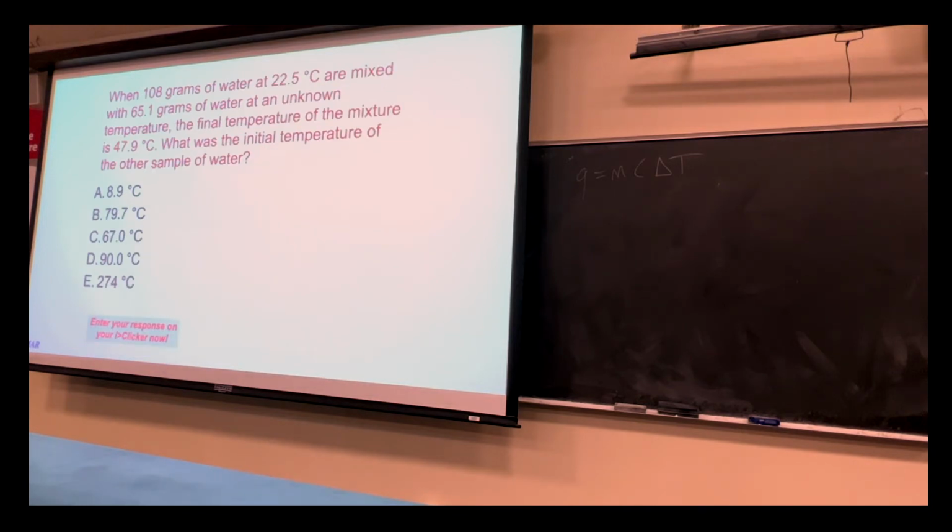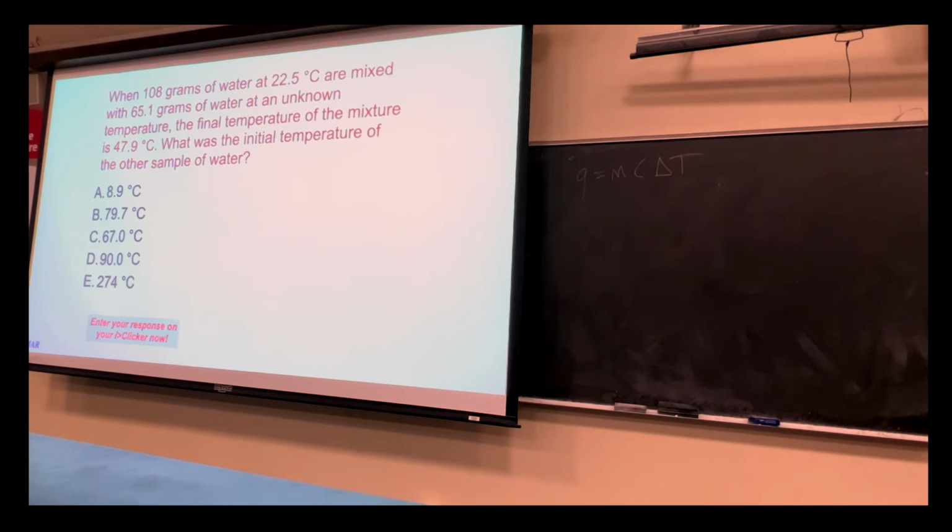Here's a question. We've got some water. It's starting out at 22.5 degrees Celsius and 108 grams. And we're mixing it with some more water, 65.1 grams, but we don't know its temperature. We didn't measure it, forgot to measure it. But when all is said and done, the final temperature of the two waters mixed together is 47.9. See if you can use this information to calculate what the initial temperature was of the other water.